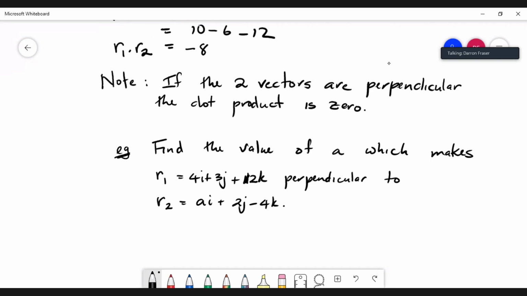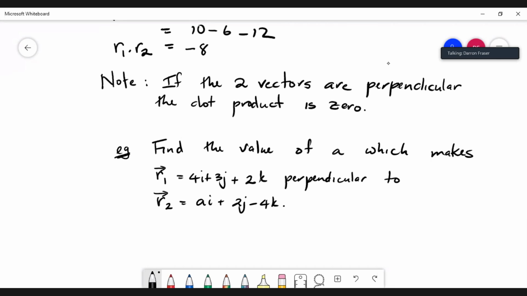All right, so for example, a simple one. Find the value of A which makes these two vectors, which we call R1 and R2, perpendicular. R1 is 4i plus 3j plus 2k, and R2 is Ai plus 2j minus 4k. I want to find the value of A that makes these two vectors perpendicular.